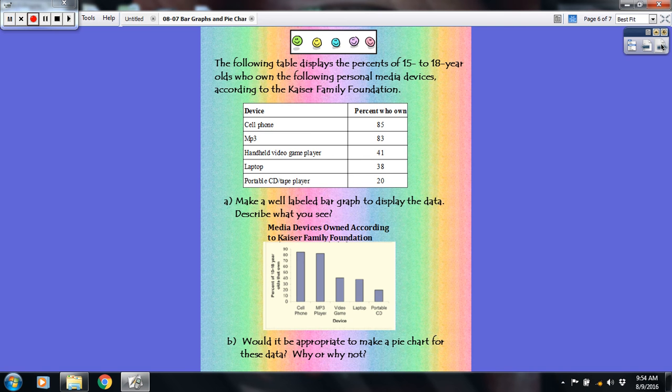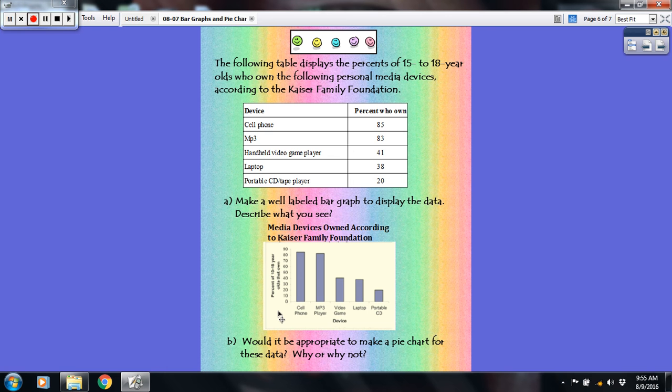The following table displays the percent of 15 to 18-year-olds who own the following personal media devices, according to the Kaiser Family Foundation. Okay, so here we have the device that's listed and the percent of teenagers that own them. Make a bar graph to display the data. Okay, here's a bar graph that you could have made.